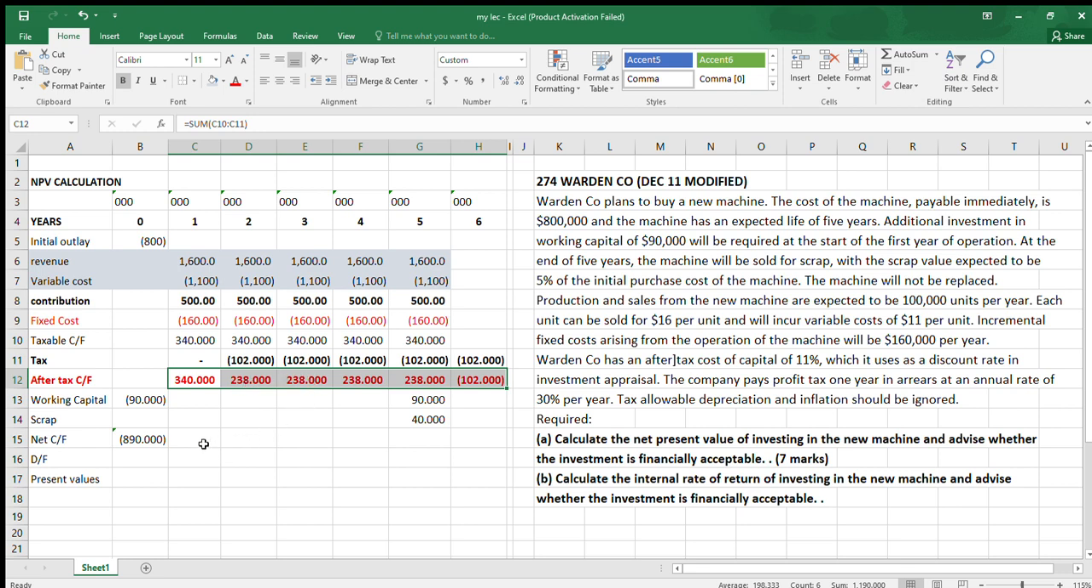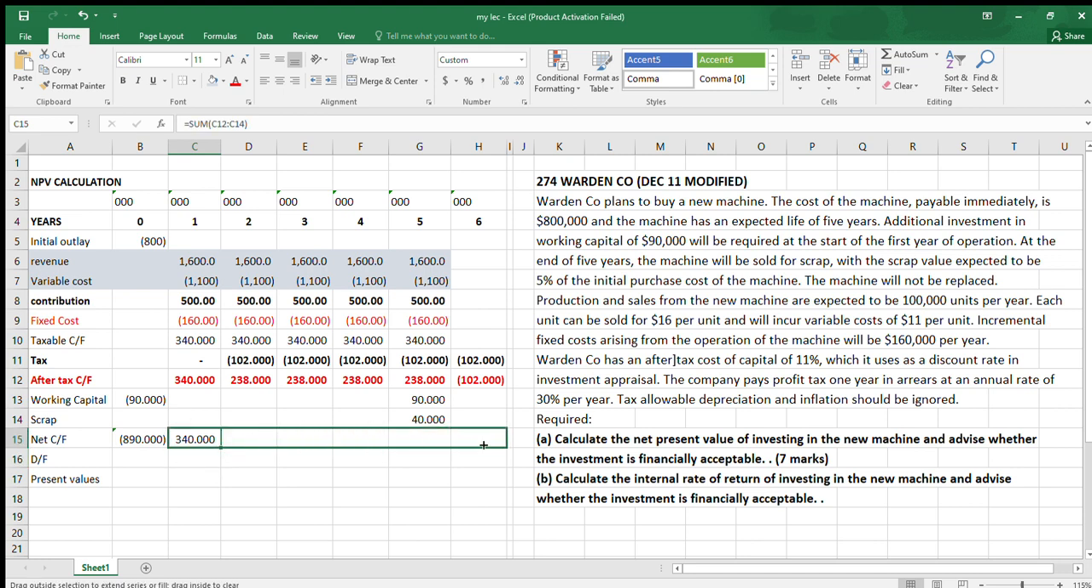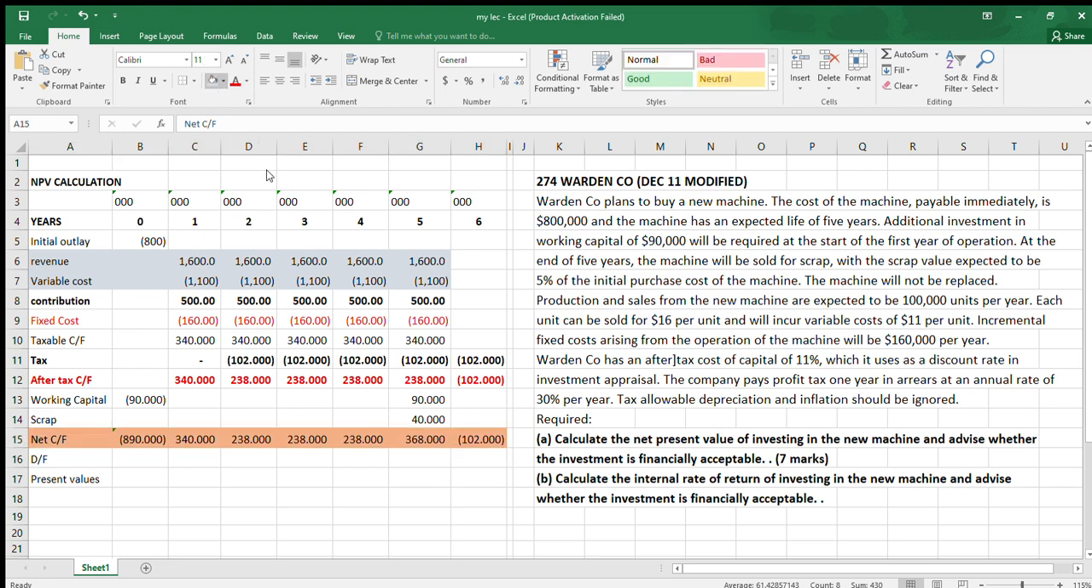Are you getting me? So the net cash flow is the sum of everything here, the working capital and the scrap. So when you drag it, it's going to repeat the formula up to year 6. That's it. So you see here it has added the working capital and the scrap. So that's our net cash flow.